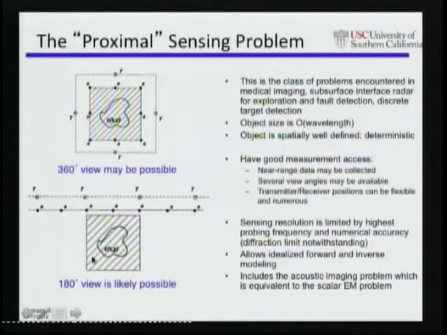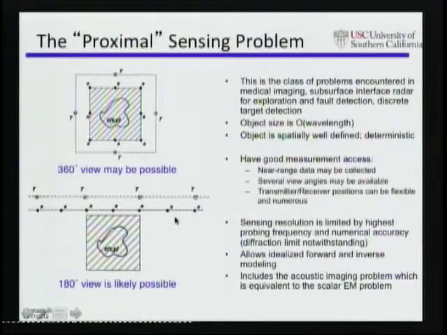The object in this type of problem is mostly deterministic. So for a given target, it can be considered deterministic. For example, if you have one person as your patient, you're trying to do medical image diagnostics, for that one person, it's a deterministic problem. Among people, it may not be, but for that one person, it is, because the object is well located.